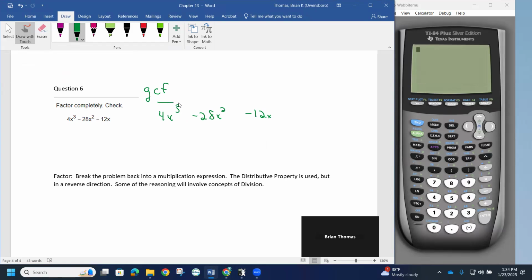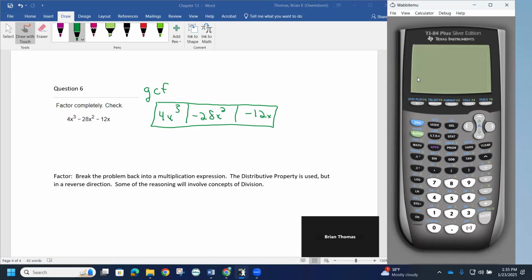And I'm going to put a box around them. I'm going to partition it there. So what I'm looking for is a common factor between these three terms. It looks like a 4 could actually go in all of them. So I know 4 goes in itself one time. What's 28 divided by 4? So 28 divided by 4, that's going to be 7.